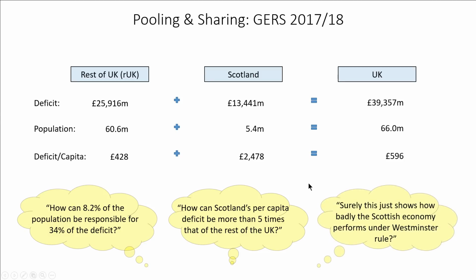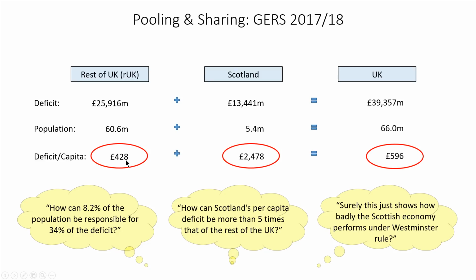And finally, people say, well, if this is the case, surely it just shows how badly the Scottish economy performs under Westminster rule. So we're going to try and explain that. And to explain that, we're going to focus on these deficit per capita figures. And to understand this, let's first start by looking at this £428 deficit per capita that the rest of the UK incurs and understand how come Scotland's can be 5 times greater.